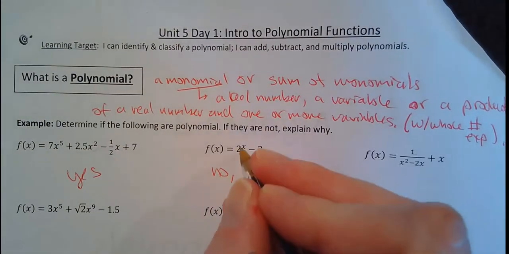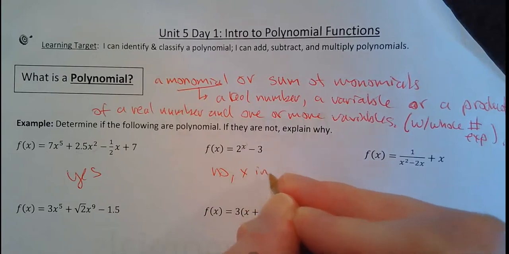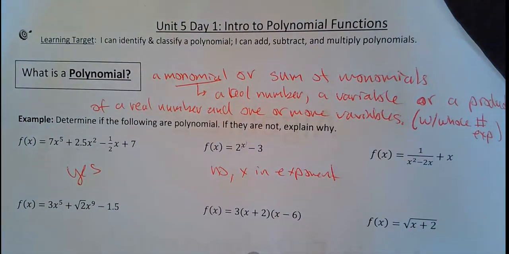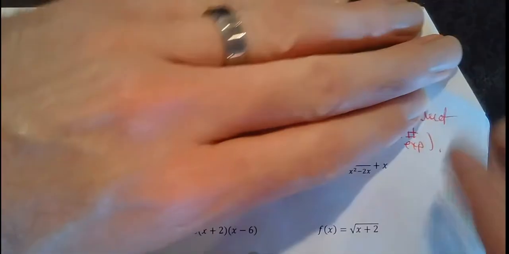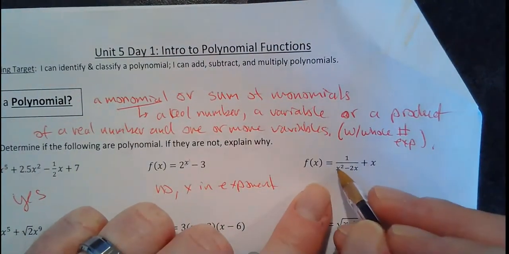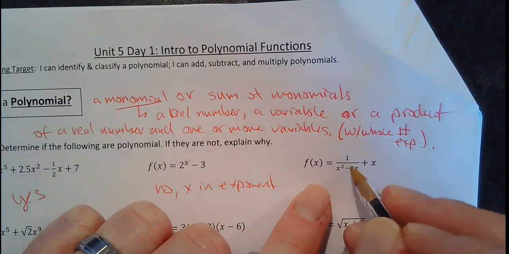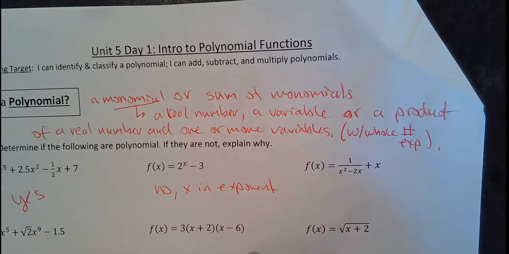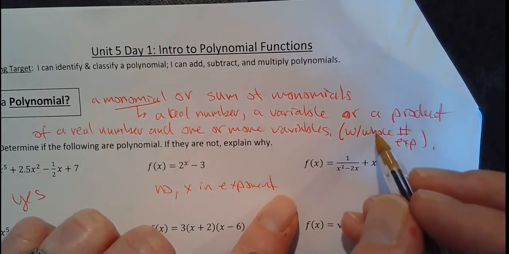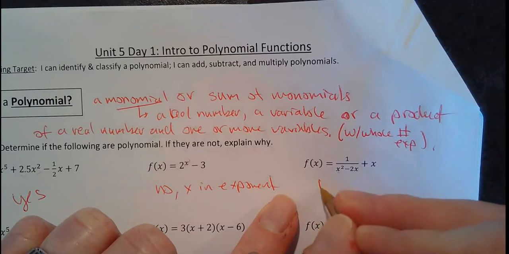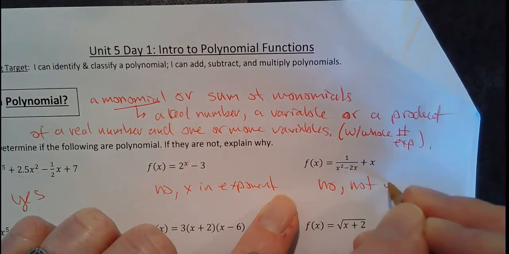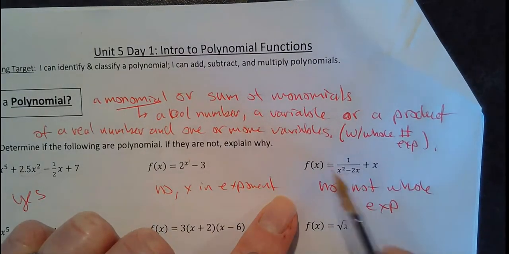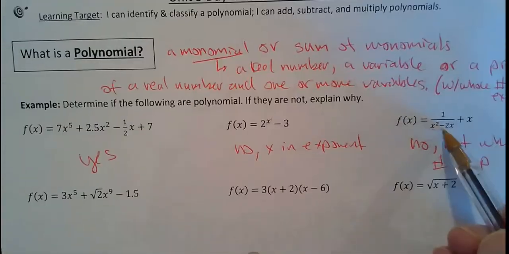This one here is a no. Why? Because that exponent is an x. You can't have an x in the exponent. The exponent has to be a whole number. This guy here, technically this is in the bottom, so I'd have to bring that up and make it a -1 power, which means it doesn't have a whole number exponent, it has a negative exponent. Whole numbers being positive numbers that are integers. So this one is no, it does not have whole number exponents. You can't have the variables in the denominator, basically.